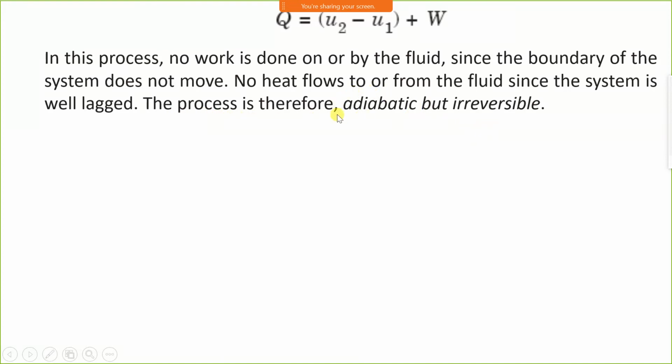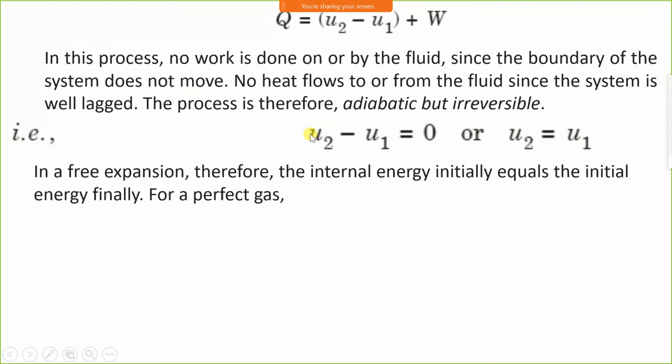Adiabatic means the system is completely insulated and no heat transfer takes place. If no heat transfer takes place, or Q is equal to 0, then the system is called adiabatic. That is, U2 minus U1 is equal to 0, or U2 is equal to U1. And what is internal energy? Internal energy is a function of temperature, but temperature changes with the specific heat. In free expansion, therefore, the initial internal energy equals the final internal energy.